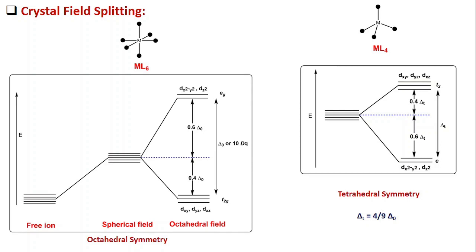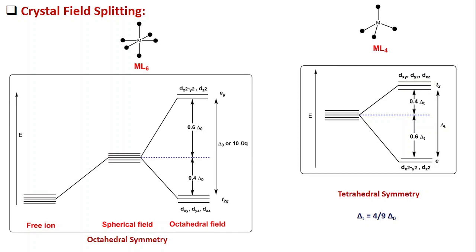Why are these 2 different sets formed? As I have already mentioned, in the case of the dx square minus y square and the z square orbitals, the orbital lobes are pointing directly towards the coordinate axis. As a result, when the ligands approach the metal center, their energy rises, and to maintain the barycenter, the other 3 orbitals get stabilized. The total amount of crystal field splitting in the case of an octahedral complex is denoted by delta naught or 10 Dq.